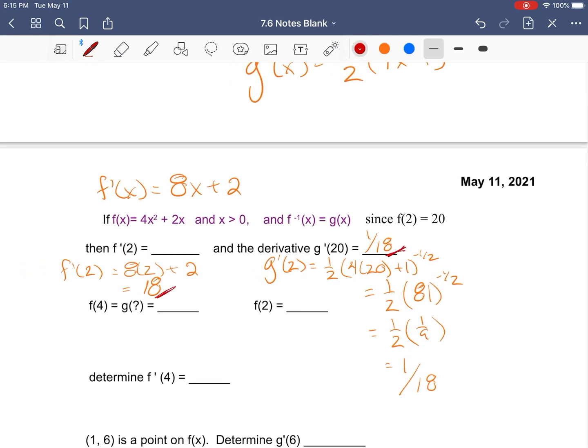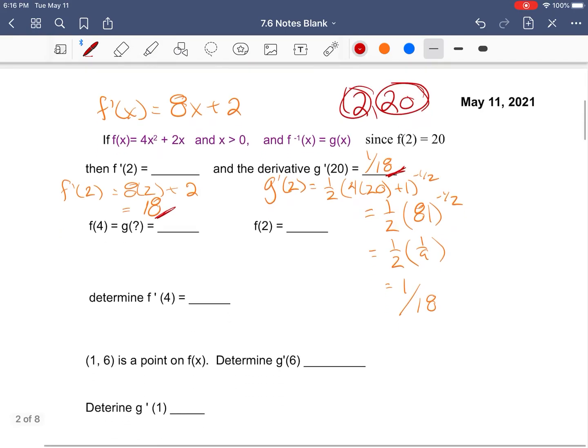Oh, interesting. Notice how those are related. Convenient. Very, very convenient. So that was our original point. So on our original, our f of x, we were looking for a derivative at 2, and that was 18. Well, on our inverse, at essentially our y coordinate, our derivative was 1 over 18.